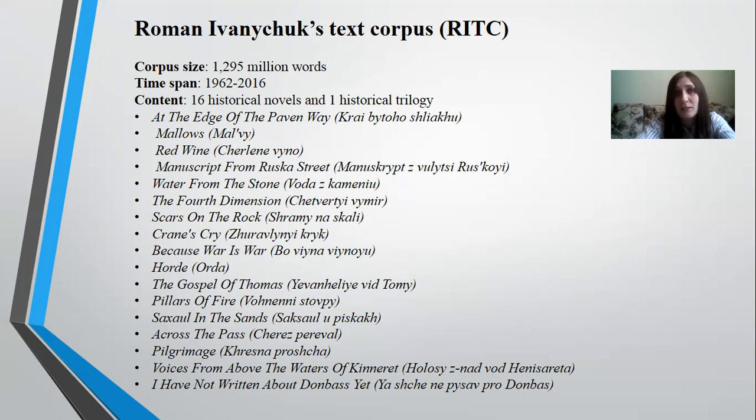First, the texts of the given novels were converted into electronic form. The next step was the normalization of the text in the MS Word editor. The text normalization process contains the following stages: normalization of coding, normalization of graphics, text proofreading, and technical normalization of punctuation. After that, we uploaded this text into GRAC version 8 and created Roman Ivanychuk's subcorpus.